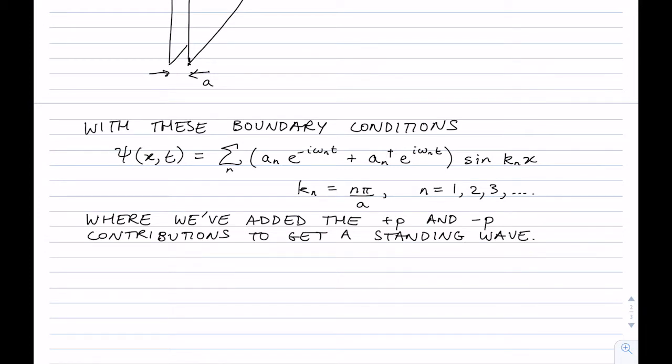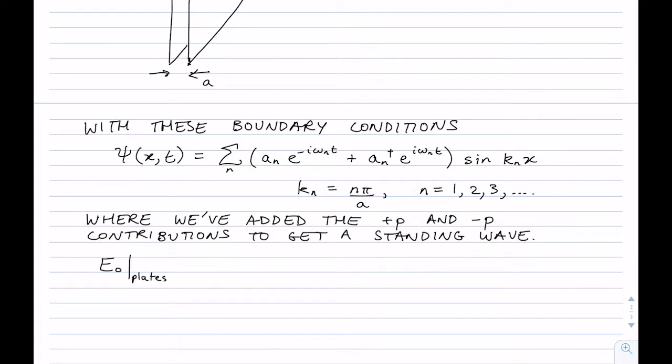So this quantizes the momenta between the two plates. So now we have just for the space between it, the momenta is quantized. We can't have any value of momentum we like. We can only have certain values of momentum, and we have to have the same going to the left and going to the right, so that we end up with a standing wave with the correct boundary conditions at 0 and a.